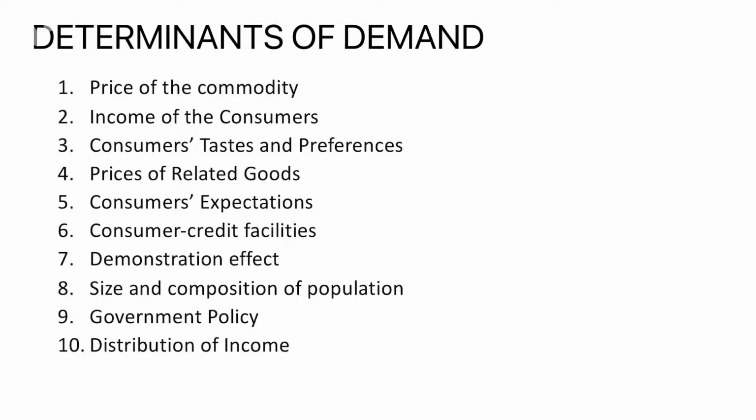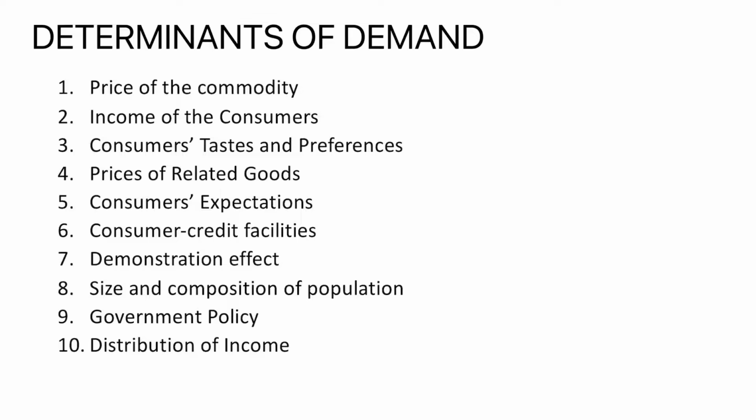Now let's move on to the determinants of demand. First, price of the commodity. Second, income of the consumer. Third, consumer tastes and preferences. Fourthly, prices of related goods. Fifth, consumers' expectations. Sixth, consumer credit facilities.